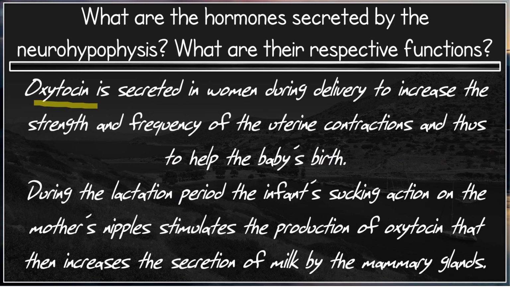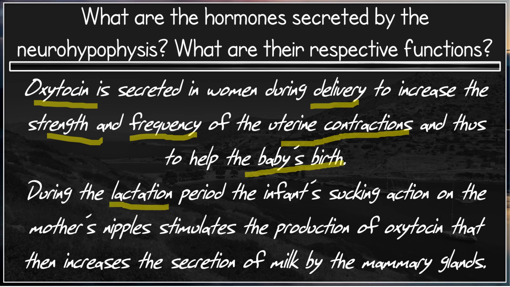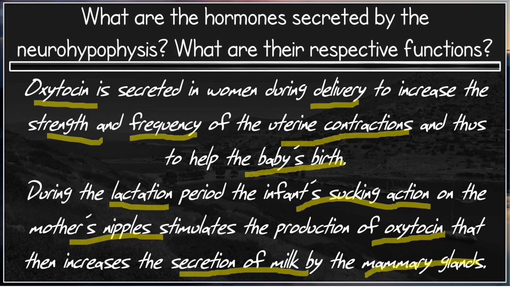Oxytocin is secreted in women during delivery to increase the strength and frequency of the uterine contractions and to help in the birth of the baby. During the lactation period, the infant's sucking action on the mother's nipple stimulates the production of oxytocin that increases the secretion of milk by the mammary glands.